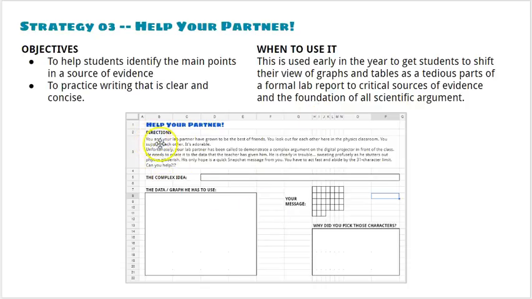And what you see is you've got some quick directions, a place for students or for the teacher to write a complex idea that the students are supposed to work with, and then a place to insert a graph or a data table or some other little bit that needs to be analyzed. So this box right here is your source of evidence. And so the trick is for the students to relate the complex idea to the source of evidence and then try to distill it down into a Snapchat message, which apparently is 31 characters long.